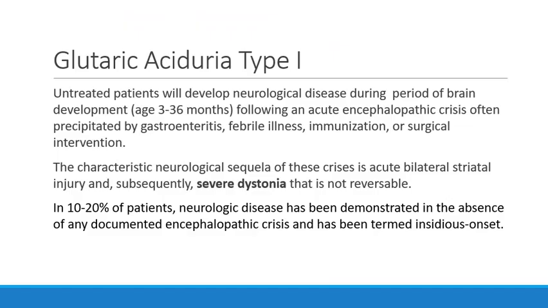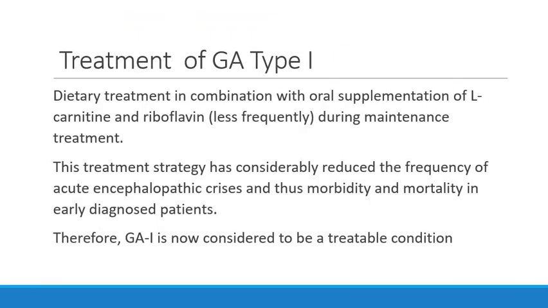The mainstay of treatment of glutaric aciduria depends upon dietary management. So we give a specific formula for the patient. This specific formula is devoid of lysine and tryptophan, which we call X-lysine maximate. And this formula is present here in our Neurometabolic Clinic.